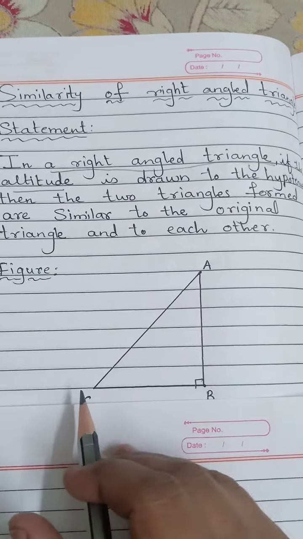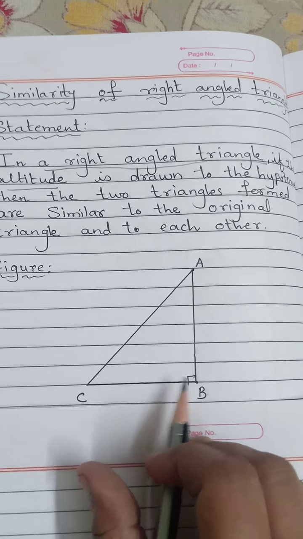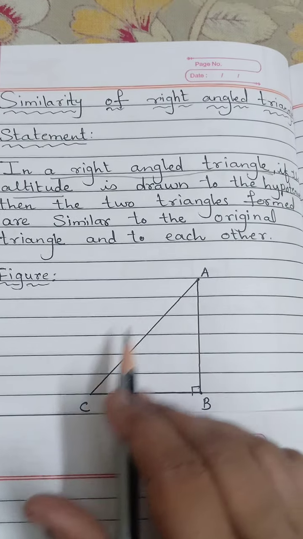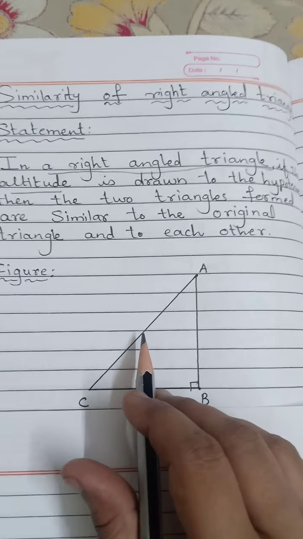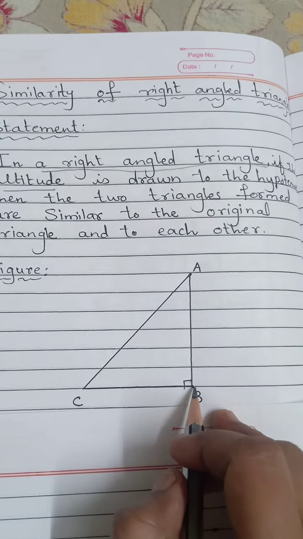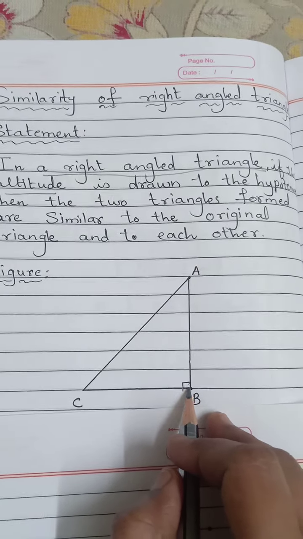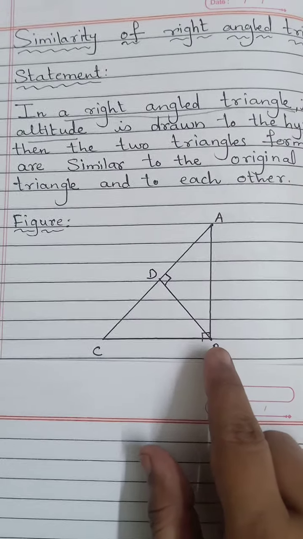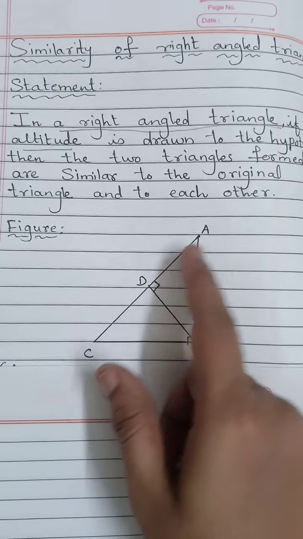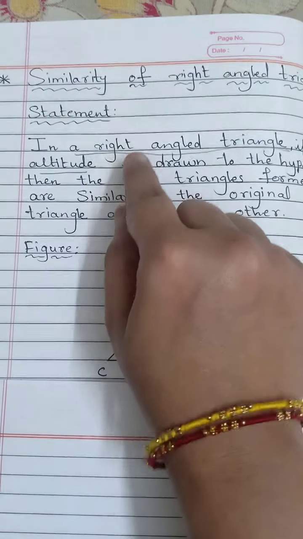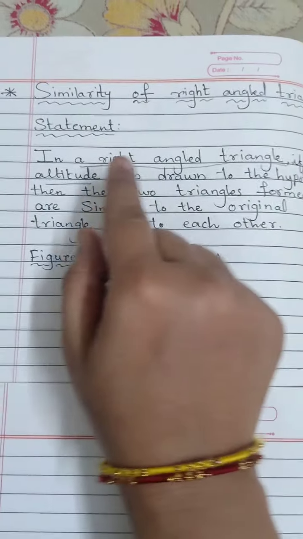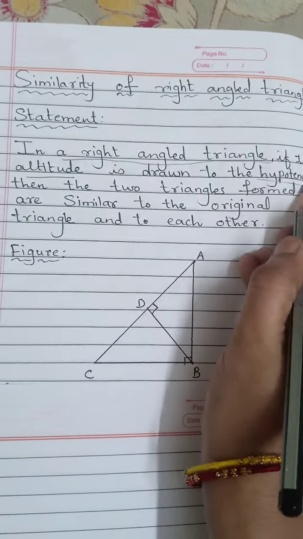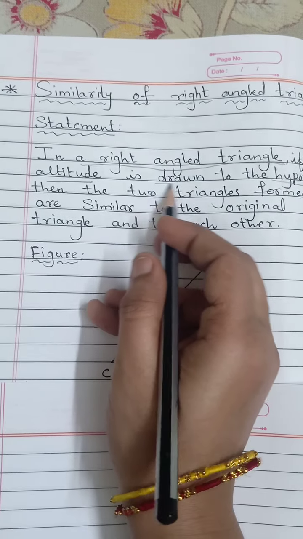AC is the hypotenuse because it is the side opposite to 90 degree, and the side opposite to 90 degree is only the hypotenuse. So on side AC we have to draw one altitude. Definitely the altitude can be drawn from the point B. So I have taken one altitude, that is BD, perpendicular on AC. We have used the words right angle triangle and altitude drawn to the hypotenuse. Till here we have completed.